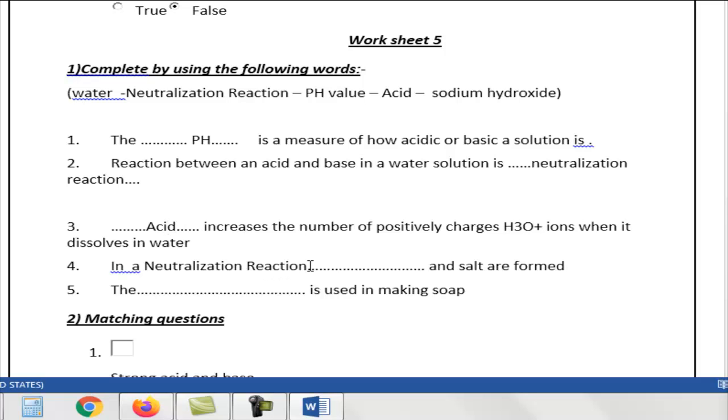Number four, in a neutralization reaction, what and salt are formed? Water and salt. Okay. Number five, what is used in making soap? Sodium hydroxide. Okay.